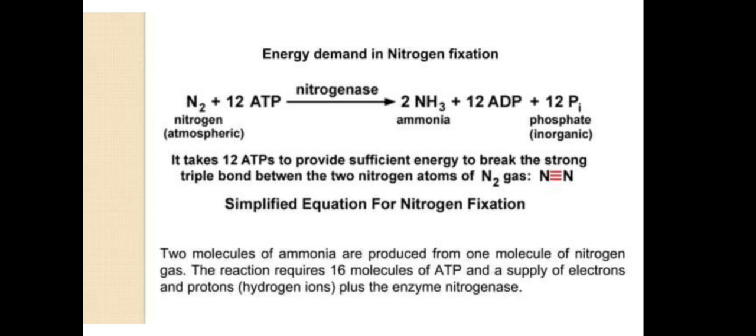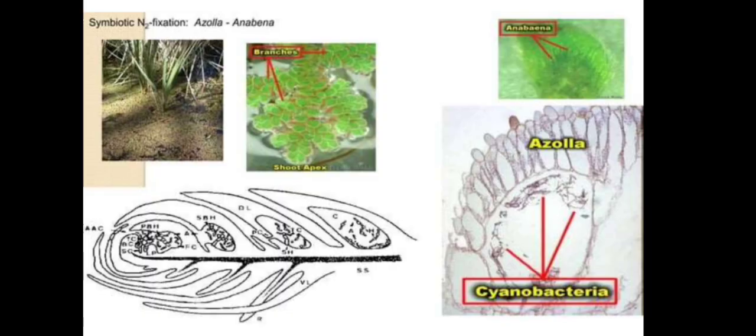Two molecules of ammonia are produced from one molecule of nitrogen gas. The reaction requires 16 molecules of ATP and a supply of electrons and protons, hydrogen ions, plus the enzyme nitrogenase. Symbiotic nitrogen fixation, Azolla Anabaena.